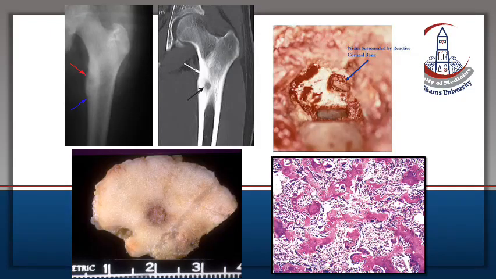Here is the radiology of osteoid osteoma with a small osteolytic lesion surrounded by sclerotic bone, and under the microscope bone lamellae lined by osteoblasts.